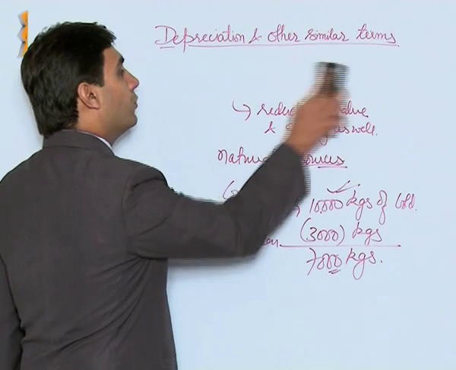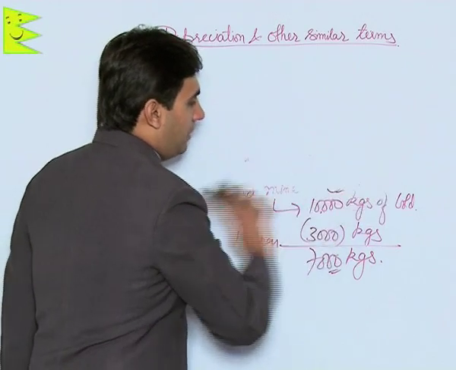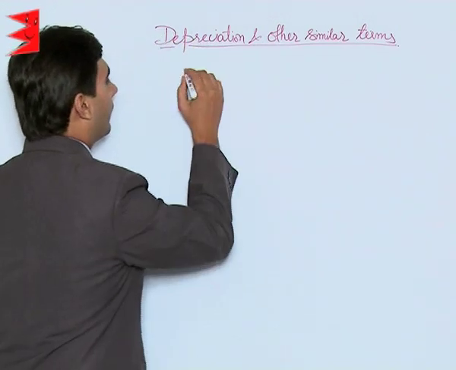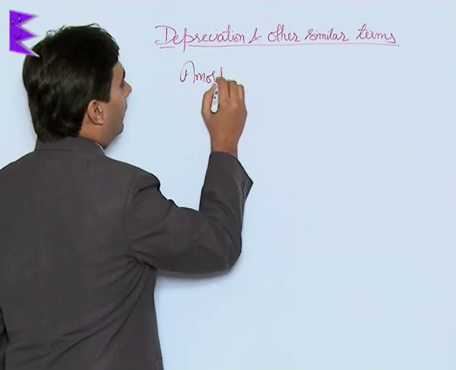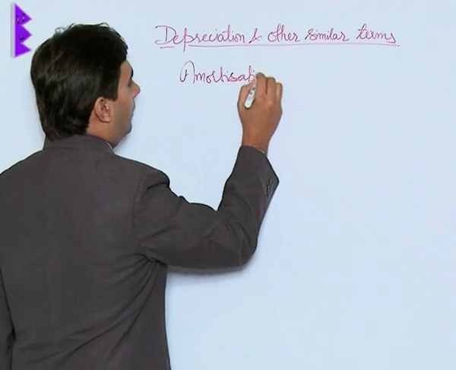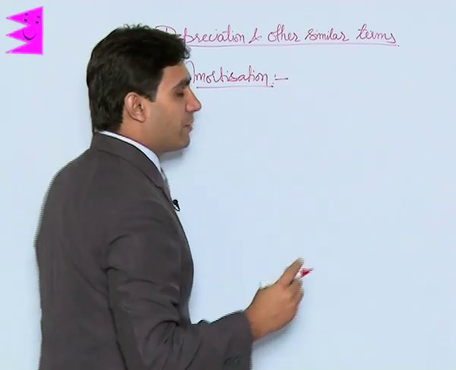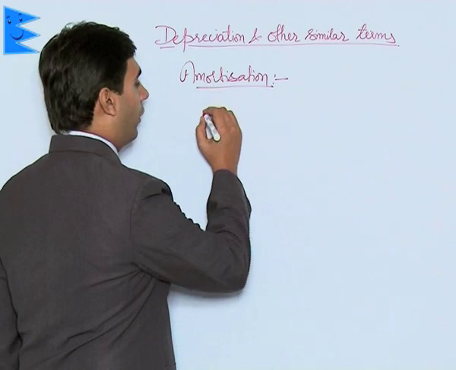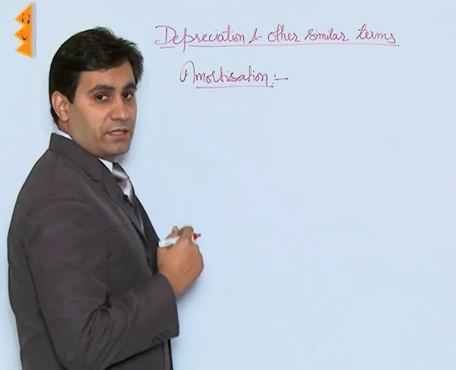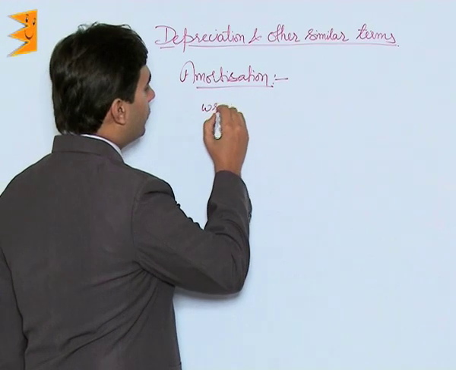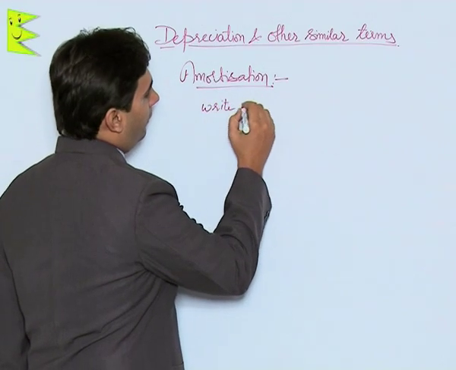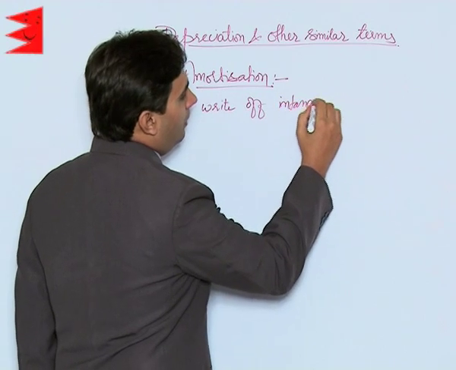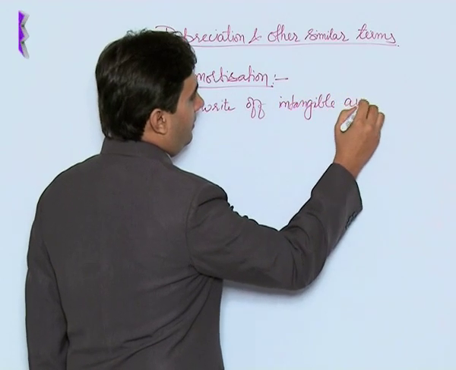Another concept that is used almost in the same sense is amortization. Now students, what is amortization? Amortization is reduction in the value of intangible assets. That means it is used to write off intangible assets.